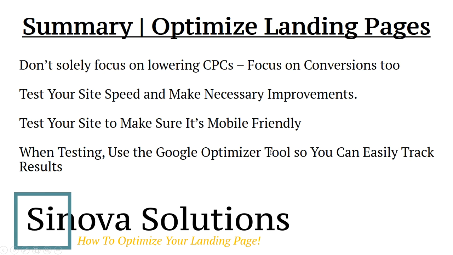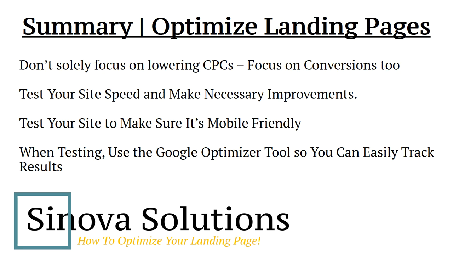So in summarizing, when it comes to optimizing your landing pages, don't solely focus on lowering your cost per clicks. Yes, you want to do that, but that's not the only part of the equation. You also want to focus on your conversion too. One of the first things you want to do is test your site speed. In fact, immediately after this video, go to tools.pingdom.com and test and see if you're over 3 seconds. If you're over 3 seconds, you're losing customers. Make the necessary improvements. If you don't know how to do that, get a developer, and they'll help you out with it.